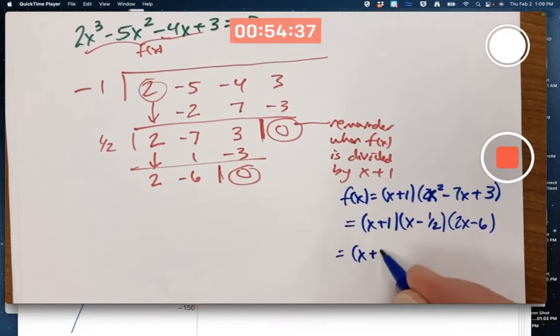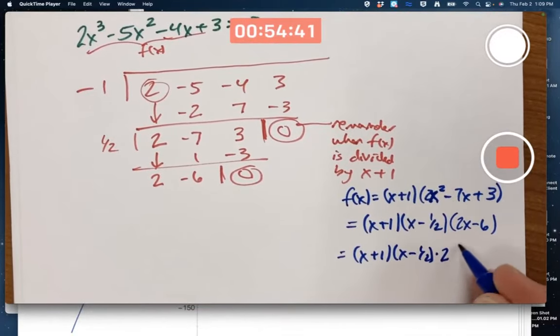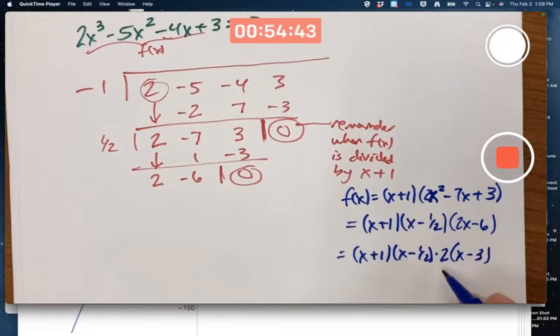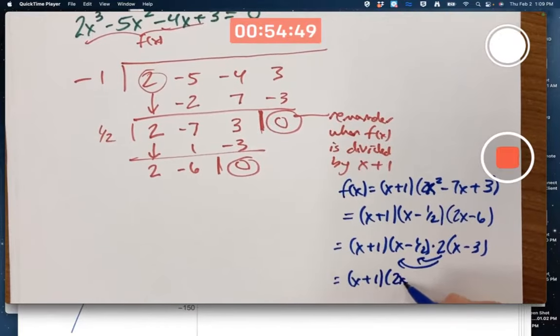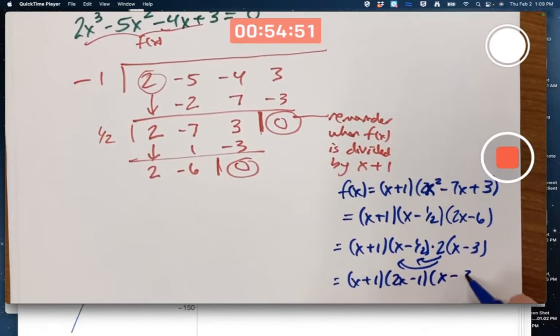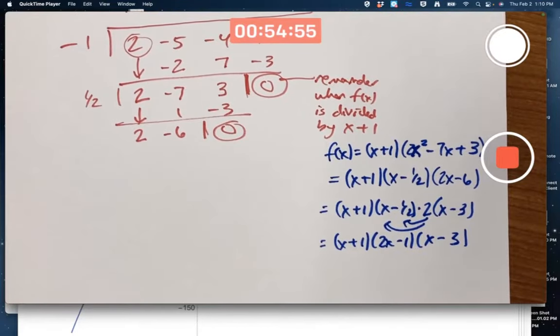A more common way to write it would be to factor a 2 out of this one, like this, and then distribute the 2 through there, right? x plus 1 times 2x minus 1 times x minus 3. That would be a more common way to write it. And it also confirms 3 is a root as well, as we guessed.